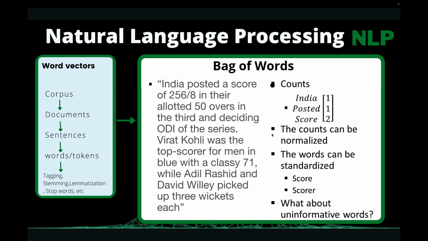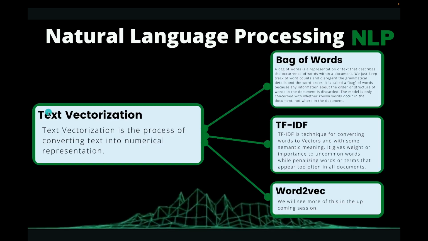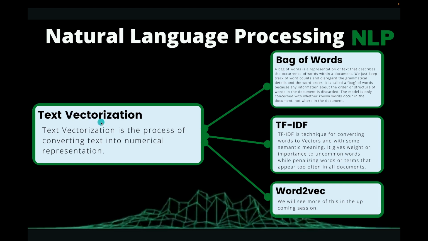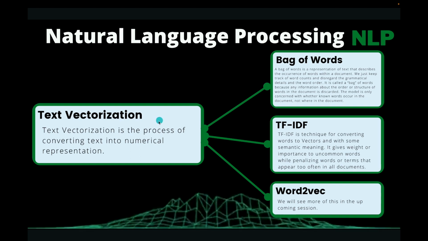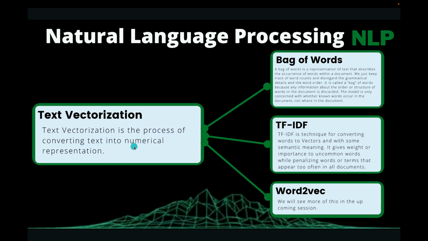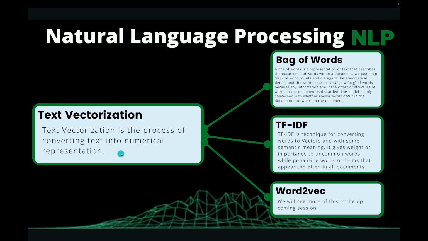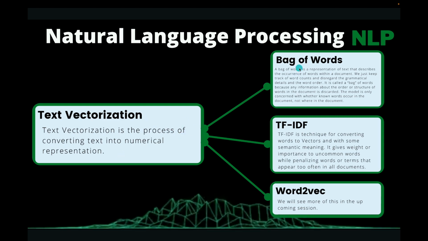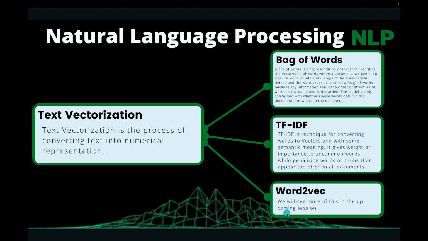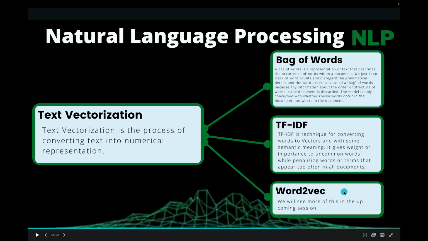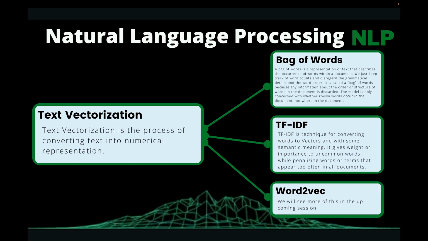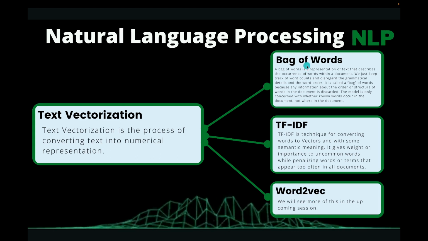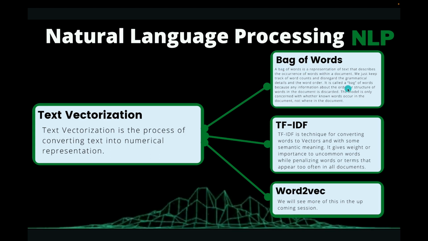We've learned that. Now, the process of converting text into vectors is referred to as vectorization. Text vectorization is the process of converting the text into a numerical representation that we can feed to NLP algorithms to build models. The techniques to do this are bag of words, TF-IDF, and word-to-vec, which we will see later on in this course. There's a whole lesson on that, but for now, we've seen bag of words.